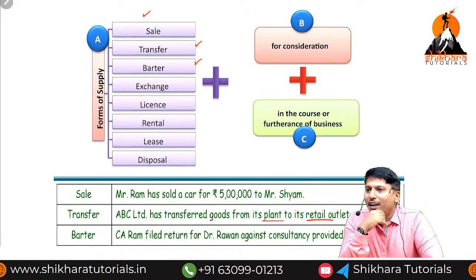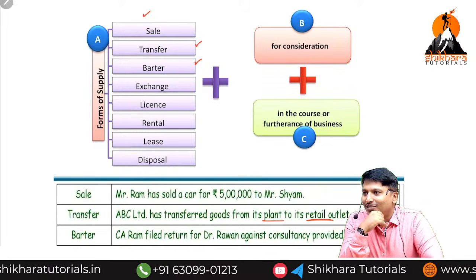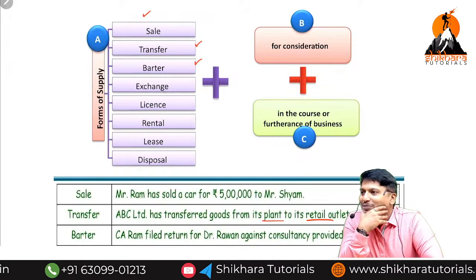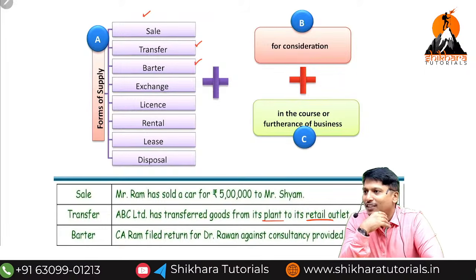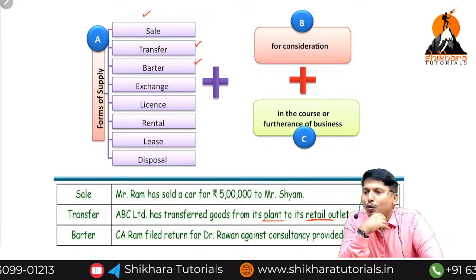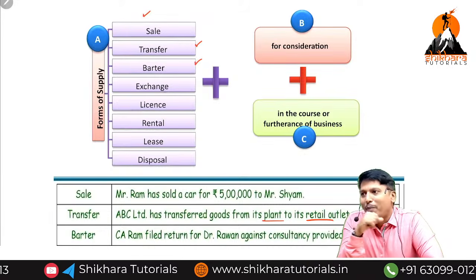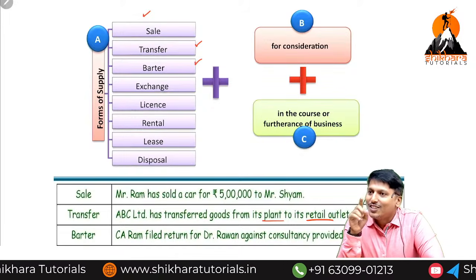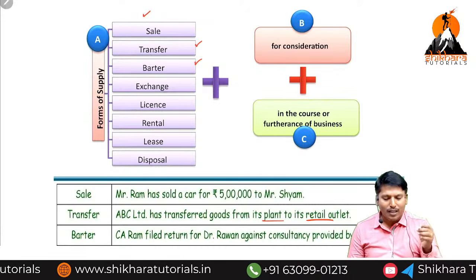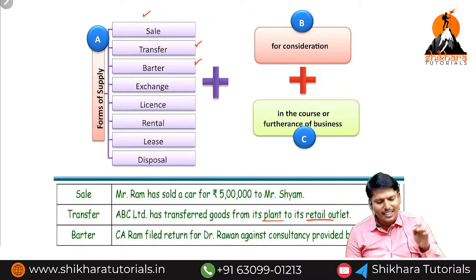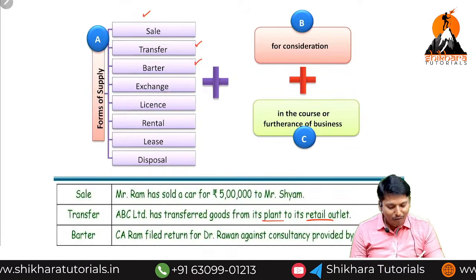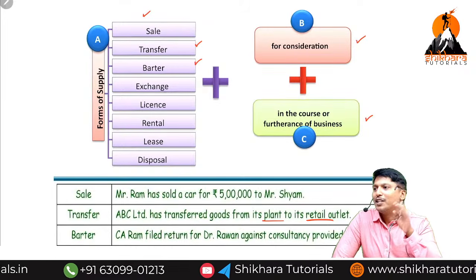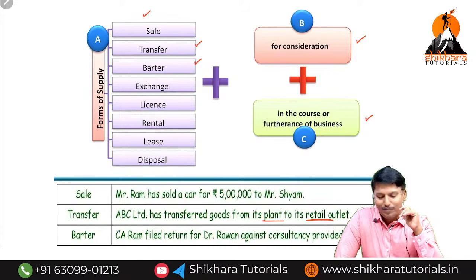Your mother cooked biryani and offered biryani to the neighbor's auntie. The neighbor's auntie prepared sweets and offered some sweets to your mother. Is the department going to ask GST on a sweet and a leg piece? No. Why? It is also a barter, but it is not done in the course of business. Sale, transfer, barter, exchange, license, rental, lease, disposal: done for what? For consideration, in the course or furtherance of business. So business purpose must.